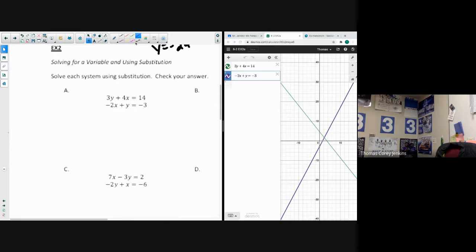This is where you get into the point that you couldn't really solve these by graphing on your own, probably. It'd be tough to come up with an answer like 2.3 comma 1.6.